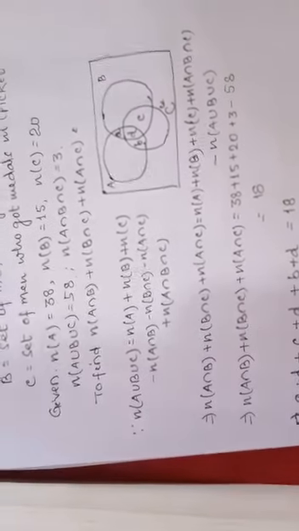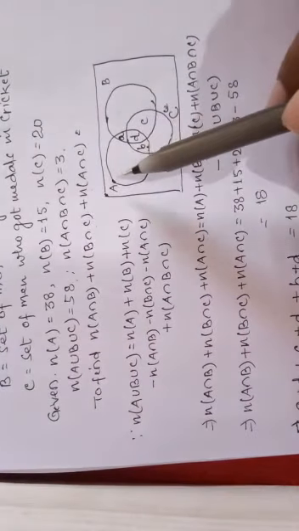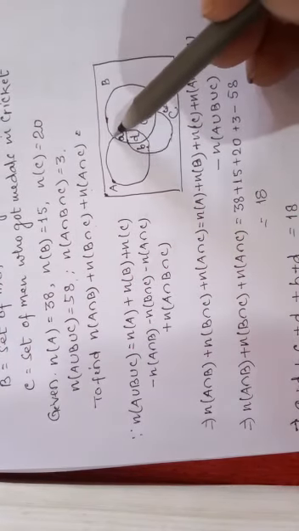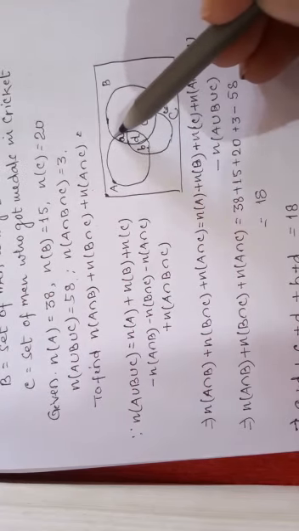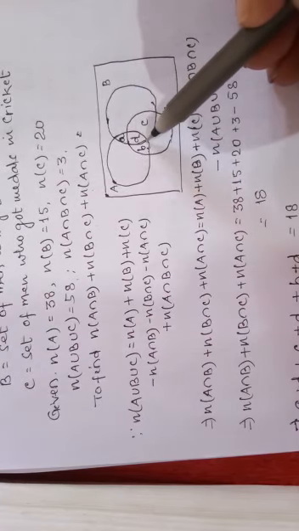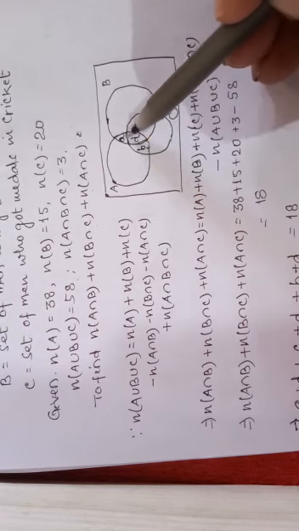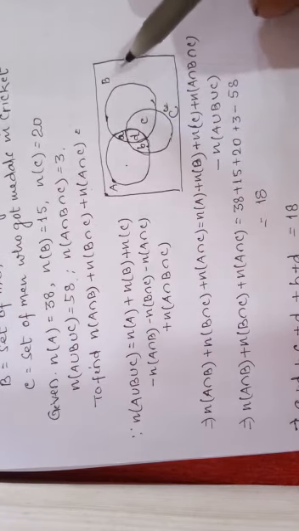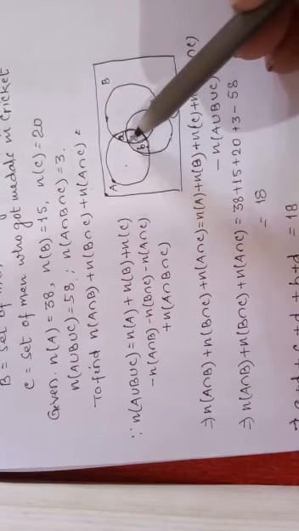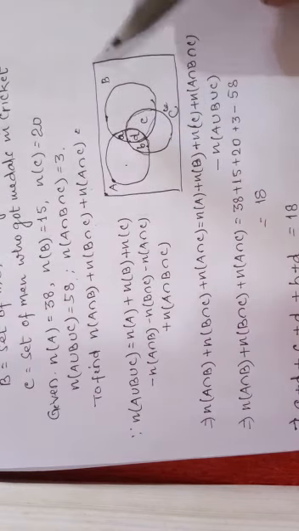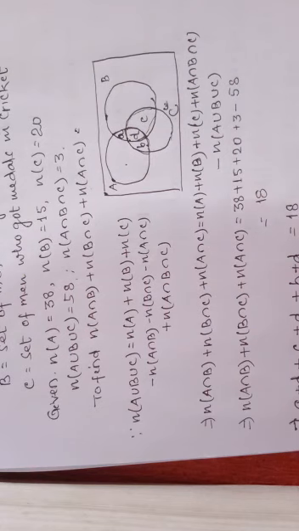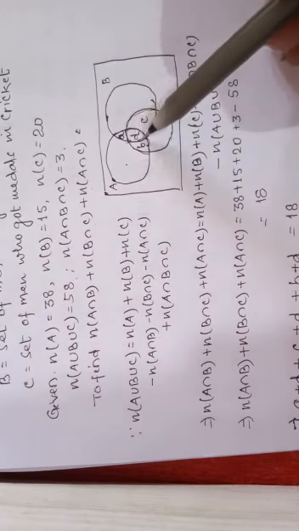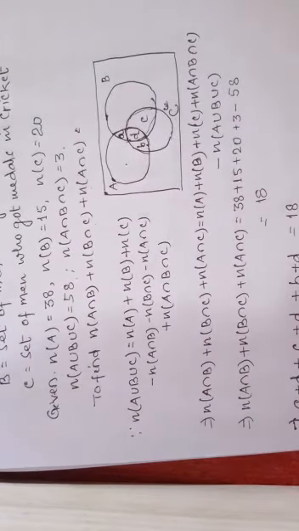First, understand the figure. Let A, B, C be the 3 sets. This portion represents A intersection B. Similarly, this portion represents A intersection C, and finally this portion represents B intersection C. Among these, D is the common element. D is the portion represented by all the 3 sets.